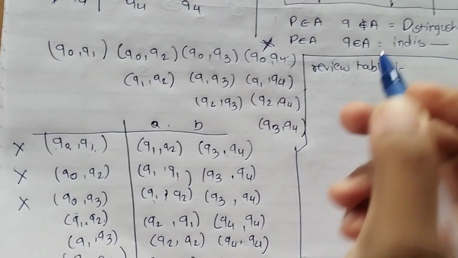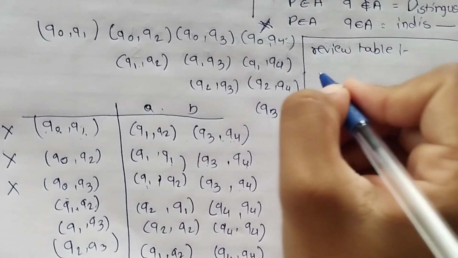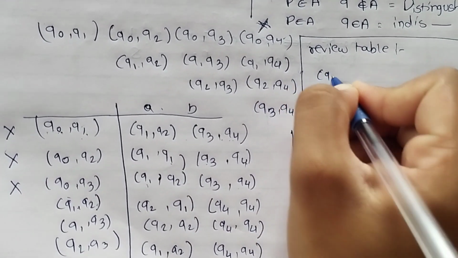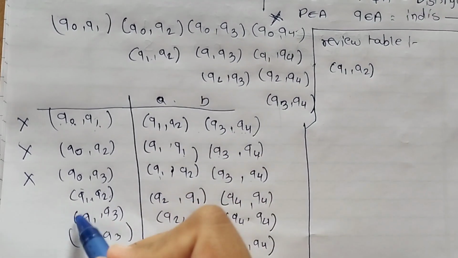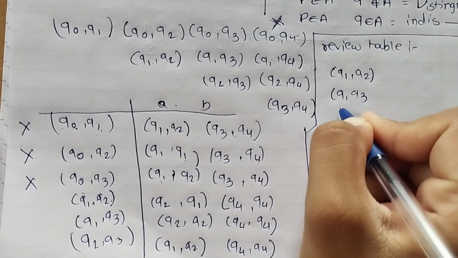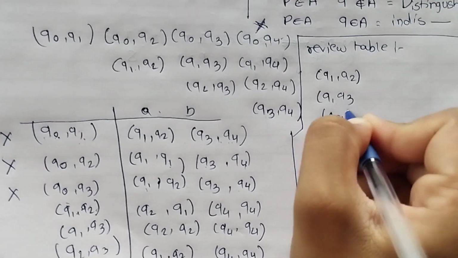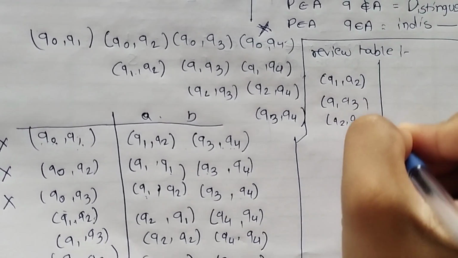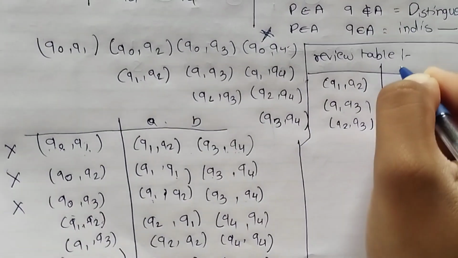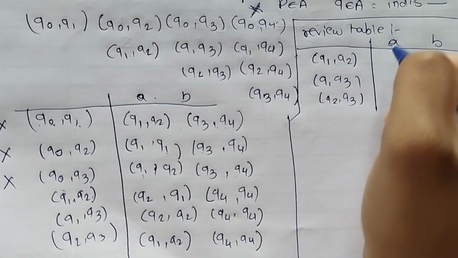In this review table, the states we do not cross, we write all of those states. So Q1, Q2 we do not cross, so we write them. Then Q1 Q3 and Q2 Q3. Here is A, here is B. Write all these states also as they are.